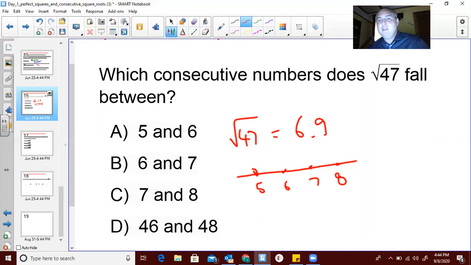Because remember, the first thing you need to remember is that this square root symbol means you have to do something with the calculator, or memory if it's a perfect square. So 6.9 is greater than 6, so it's definitely going to be past 6, but it's less than 7. It's going to be right in between 6 and 7. So we know it's not A, we know it's not C, and we all knew from the beginning it was not D. So your answer is B.